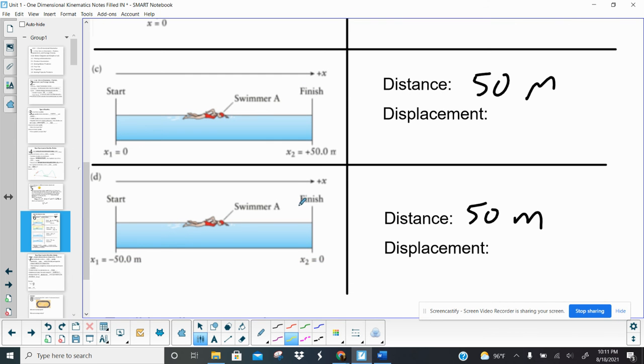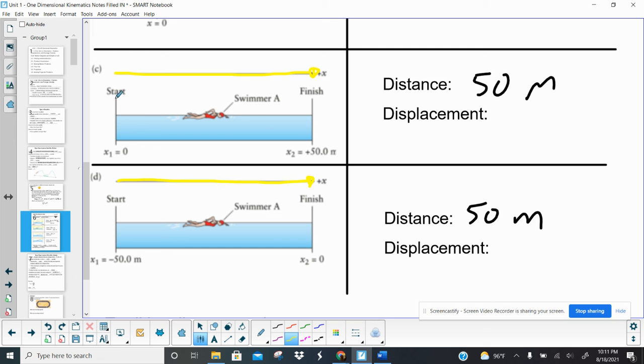Looking at these next two, I want you guys to determine what our displacement is based on start to finish, the direction of travel, with respect to what we said is the positive direction. So basically, is our displacement here going to be positive or is it going to be negative? Go ahead and try it.